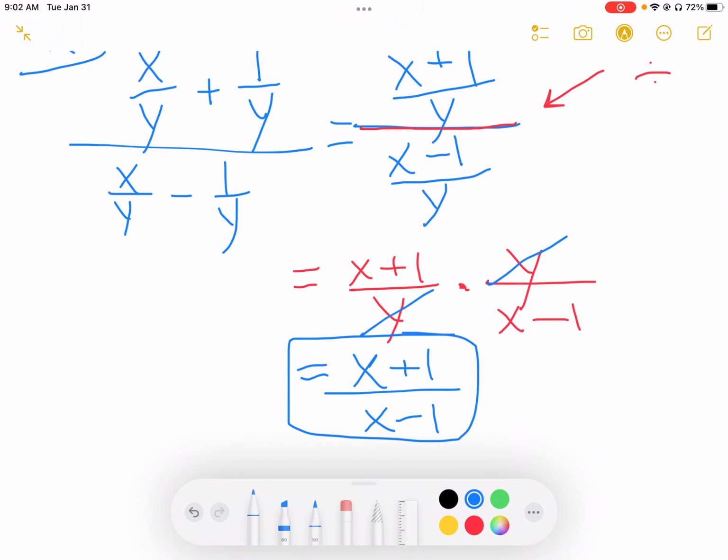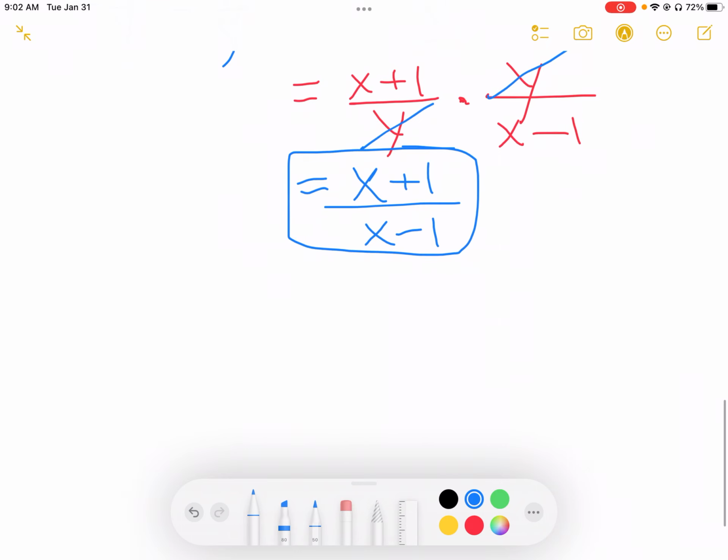Okay, that was a very simple one. Let's go ahead and look at one where we have to do something with our denominators. So example 2 is very straightforward in some ways, but let's go ahead and do it just to get us warmed up here, right?